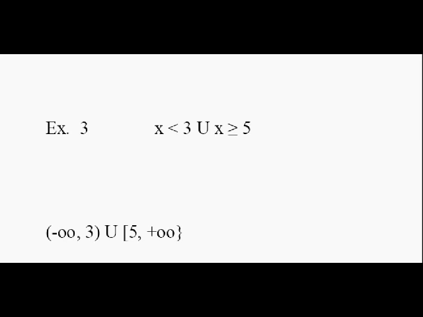Okay, our next example is x is less than 3 unioned with, or combined with, x is greater than or equal to 5. Okay, the interval notation for that is this right here. You notice there's a mistake. That should be a curved parenthesis on the positive infinity there. The 5 gets a square bracket because it's part of the interval, and then the 3 and the negative infinity are not part of the interval.